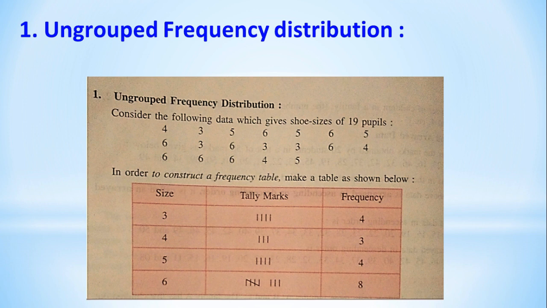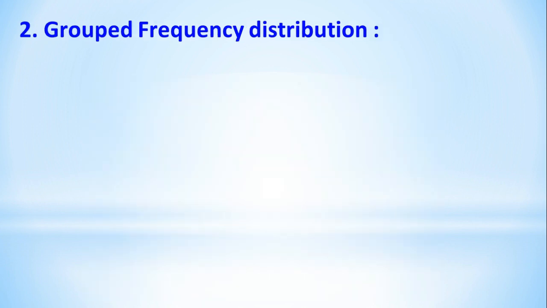It is converted into a frequency table with the help of tally marks, and this data is ungrouped. It is not grouped in any order. It is just rewritten in a tabular form with their corresponding frequencies. Let us see what is the next type of frequency distribution. The next type of frequency distribution is grouped frequency distribution.